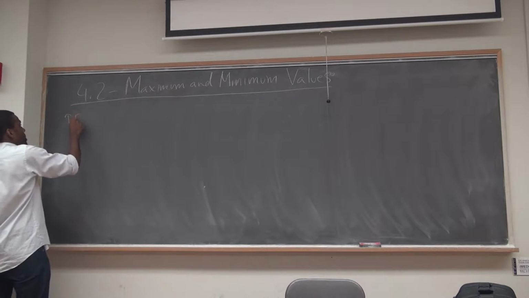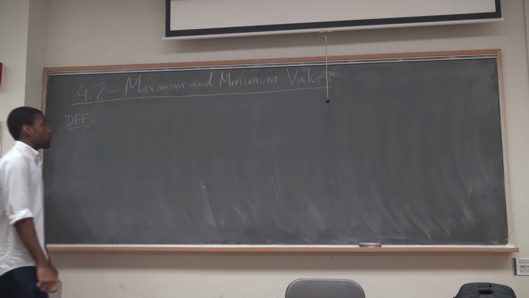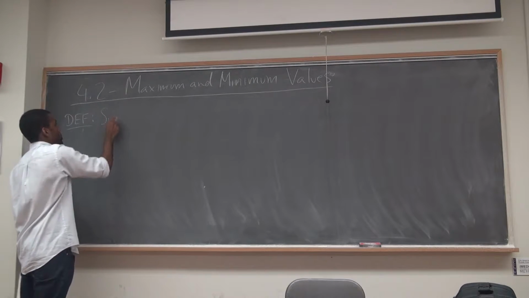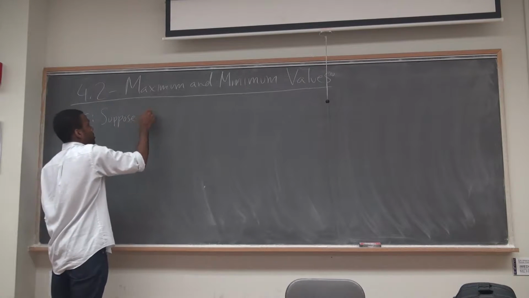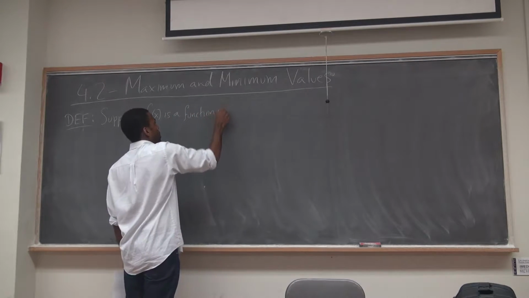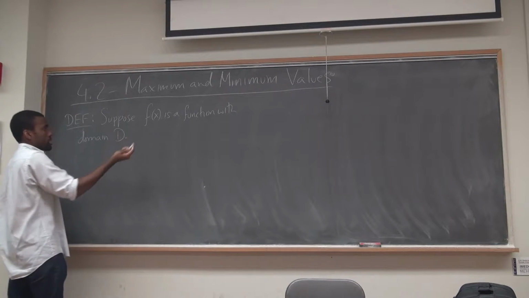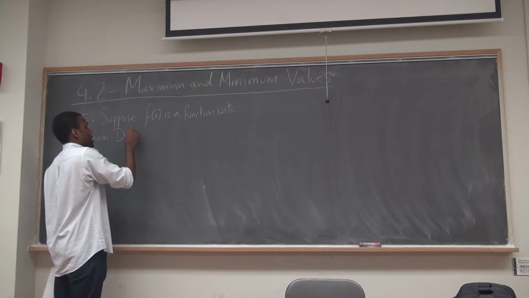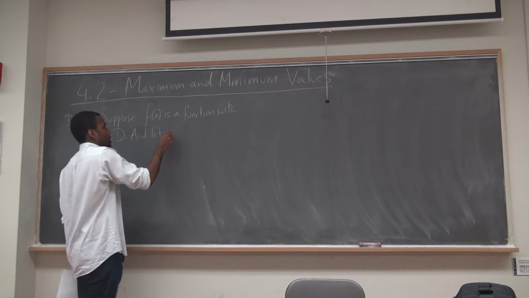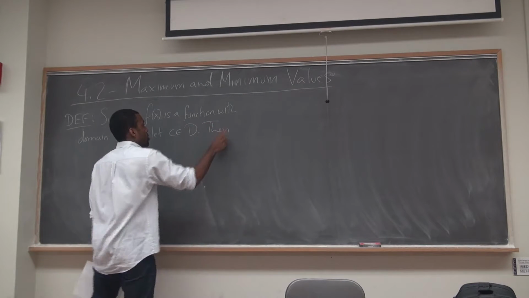Start with some definitions, because there are two classes of maximums and minimums that we're going to care about. So here's the first one. It's called an absolute maximum and minimum. Suppose f is a function with domain D, so D is the set that represents its domain. And let C be inside of D. Then we have the following definitions.